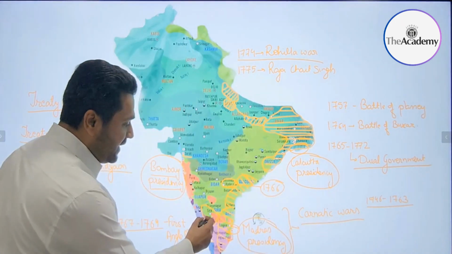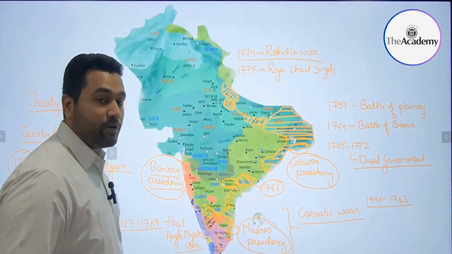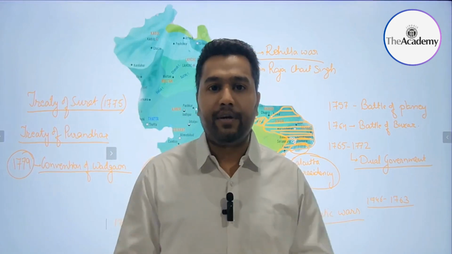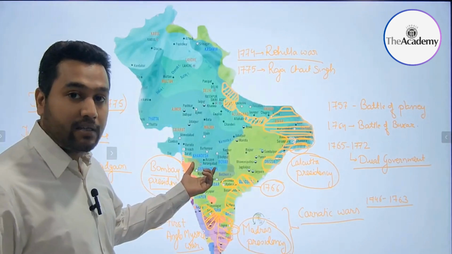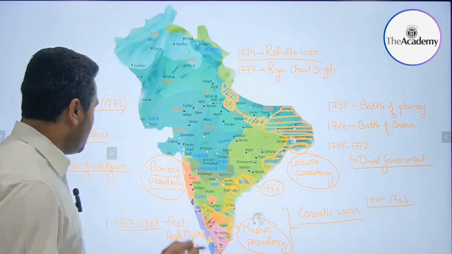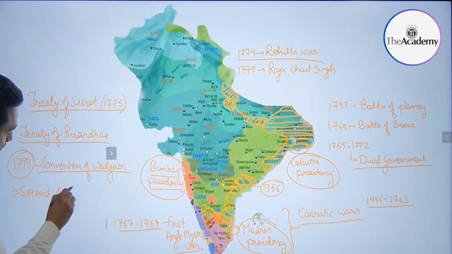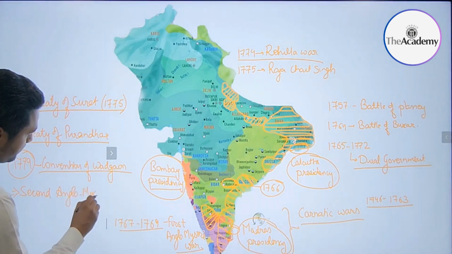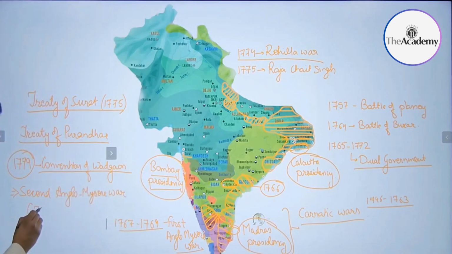Meanwhile, in 1780, it was Hyder Ali, the ruler of Mysore, who formed a joint front, enlisting support of Hyderabad as well as the Marathas, and declared war on the British, which led to the Second Anglo-Mysore War, which lasted from 1780 till 1784.